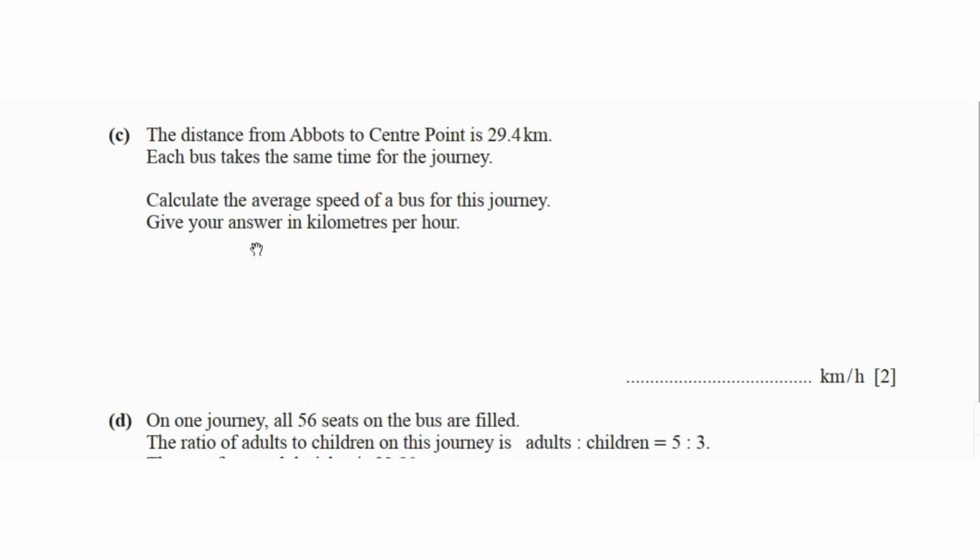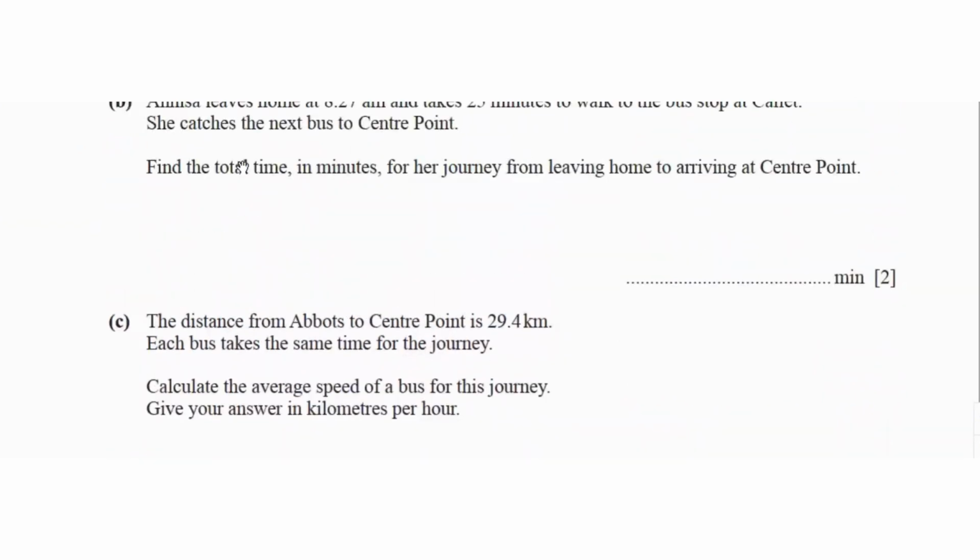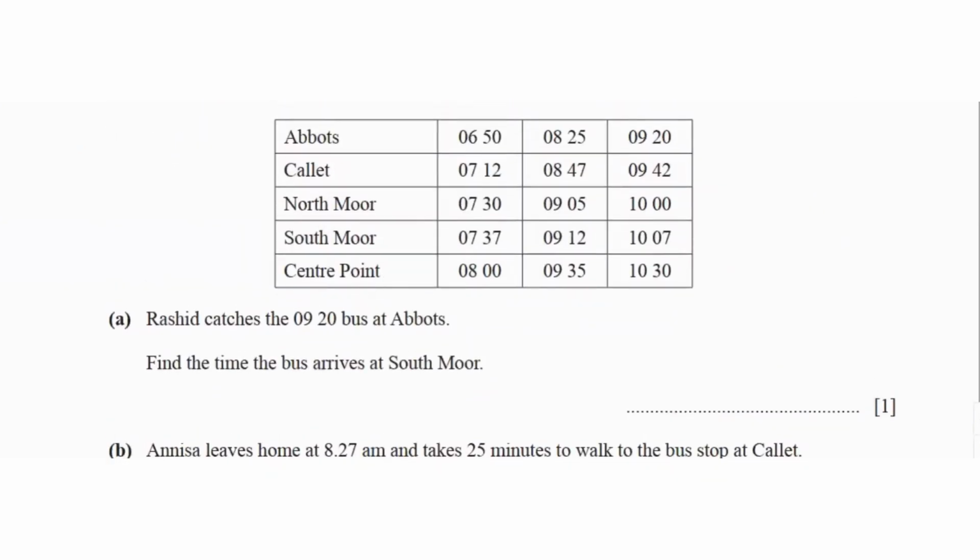So if you look at the time, firstly, from Abbots to Centrepoint, this is Abbots and this is Centrepoint. So approximately, it takes 1 hour and 10 minutes to go from Abbots to Centrepoint. You can compare it with each of the values from 6:50 to 8, it's 1 hour, 10 minutes. If we start from 6:50, 6:50 to 7:50 is 1 hour. And then 7:50 to 8 is going to be 10 minutes. So it takes 1 hour and 10 minutes to go from Abbots to Centrepoint.